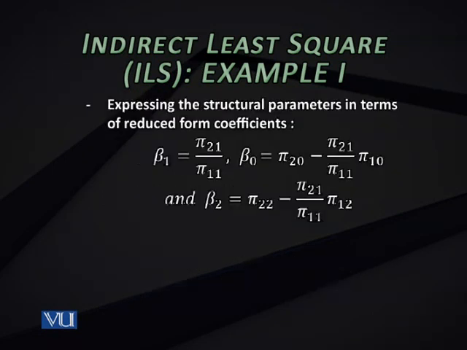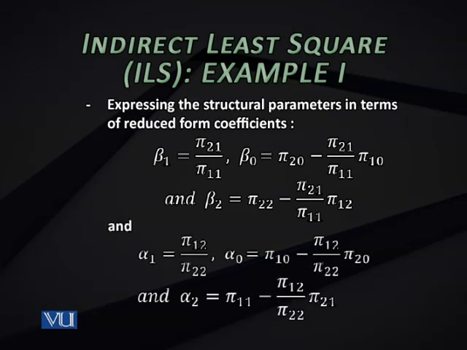So if we try to express the structural parameters in terms of reduced form coefficients, you get these values that you are seeing. I recommend that you take a paper and try to solve for yourself and see how we got these expressions. For example, beta 1 can be expressed as pi 2 1 over pi 1 1. Similarly, alpha 1 can be expressed as pi 1 2 by pi 2 2. And then beta naught and beta 2 and alpha naught and alpha 2 can be expressed in terms of the reduced form coefficients as well.